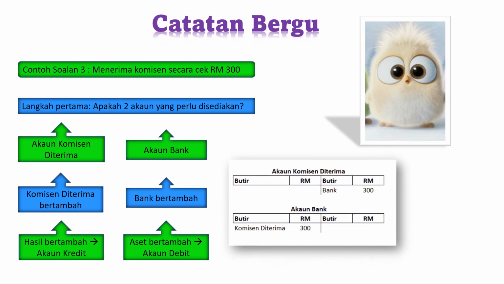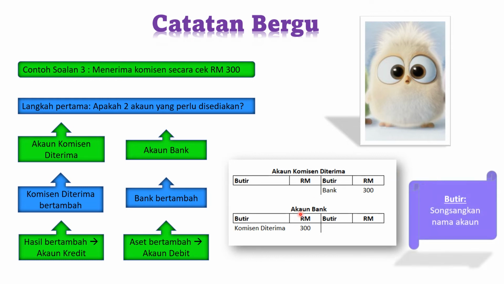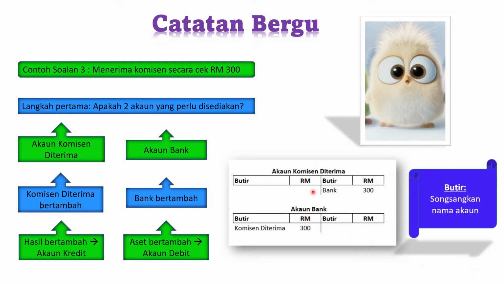Now let's see how the accounts are prepared. Akaun komisen diterima, dikreditkan. Where's my account komisen diterima? Here you go. Dikreditkan. Dan akaun bank didebitkan dengan amount yang sama. And again, what do I write in the butir? I just songsangkan the nama account. Akaun komisen diterima, I write bank. And account bank, I write komisen diterima. That's all. And how do you determine which one goes to the credit side and which one goes to the debit side? We use balai.